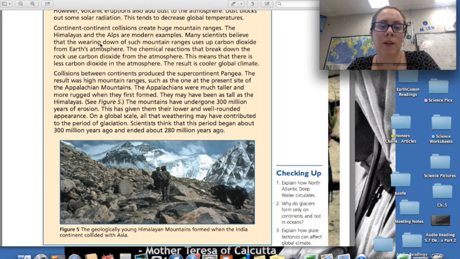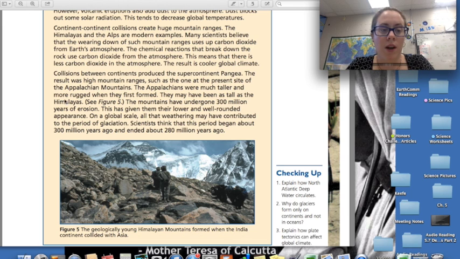Many scientists believe that the wearing down of such mountain ranges uses up carbon dioxide from Earth's atmosphere. The chemical reactions that break down the rock use carbon dioxide from the atmosphere. This means that there is less carbon dioxide in the atmosphere. The result is cooler global climate. Collisions between continents produced the supercontinent Pangaea. The result was high mountain ranges, such as the one at the present site of the Appalachian Mountains.